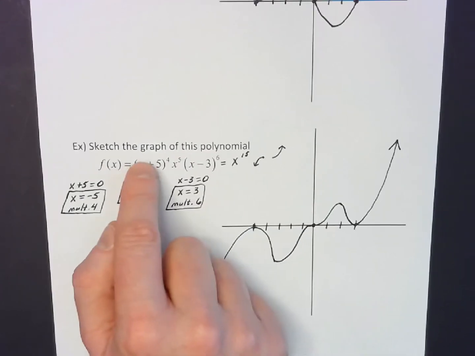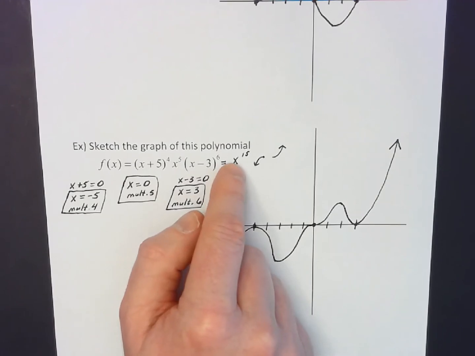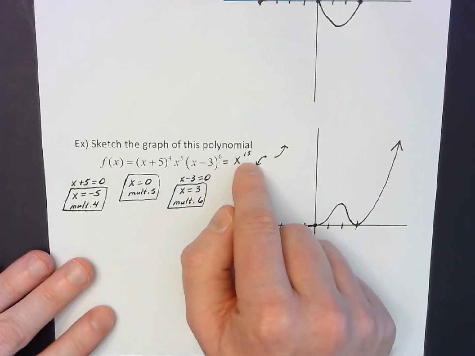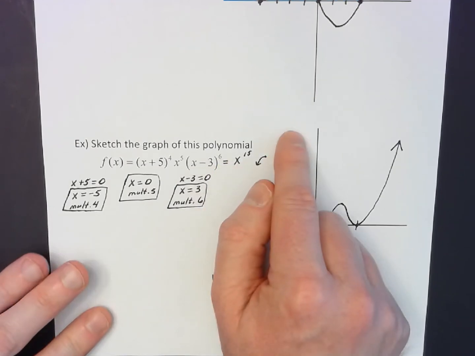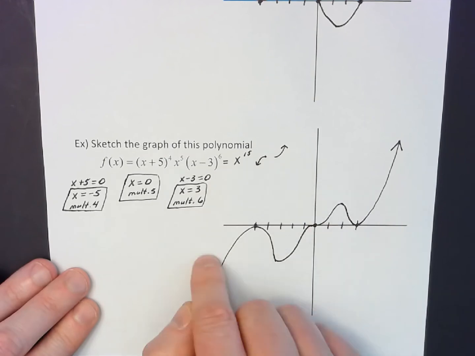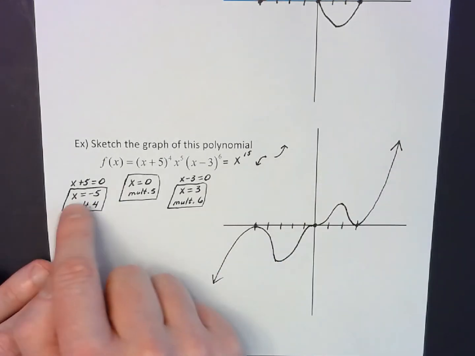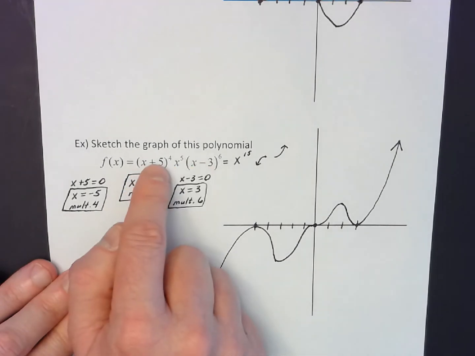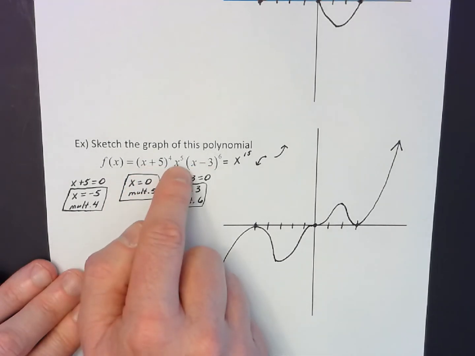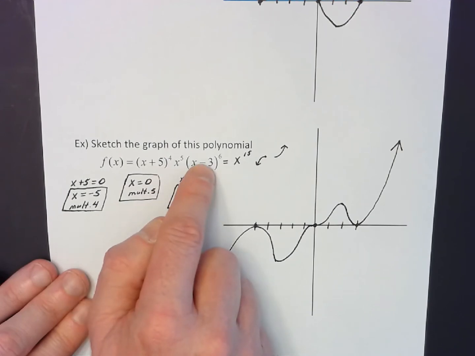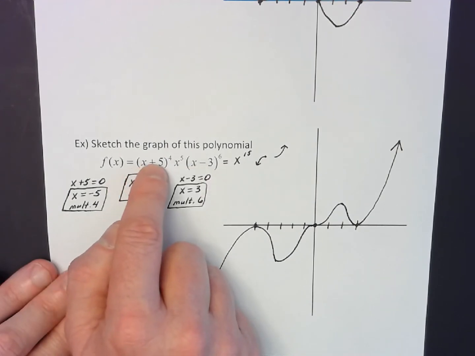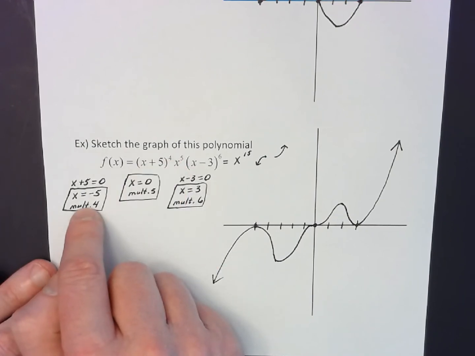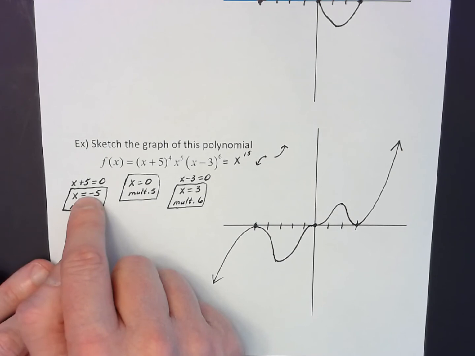So we can say, okay, all of the terms of x would multiply to be x to the 15th, and that's a positive x to the 15th. All positive odd functions start low and finish high. So I can say, okay, I know that my function starts low, I know it finishes high. It's going to have x-intercepts when each of these factors equal 0. So that's going to be at negative 5, at 0, and at 3. Now, the factor at negative 5 is of multiplicity 4. What that tells you is your graph is going to touch at negative 5.